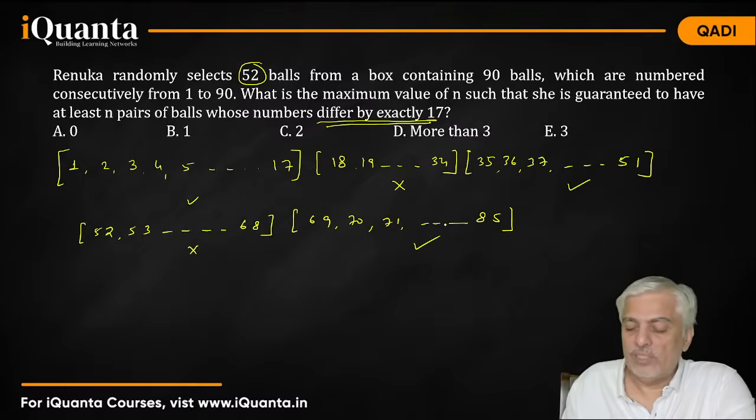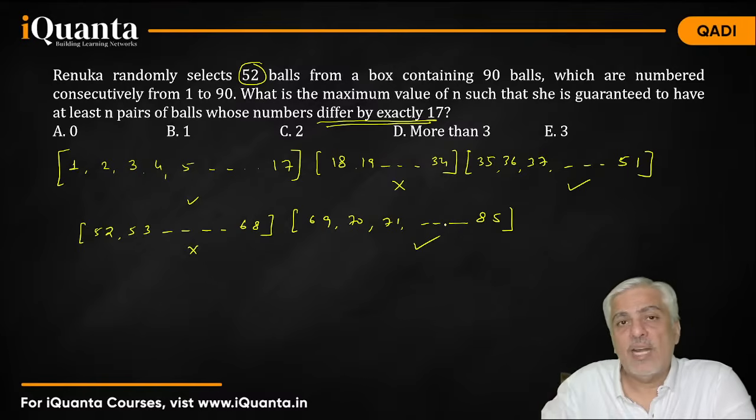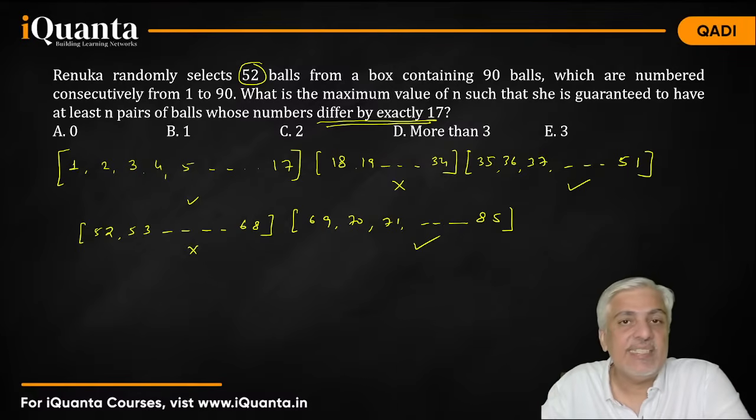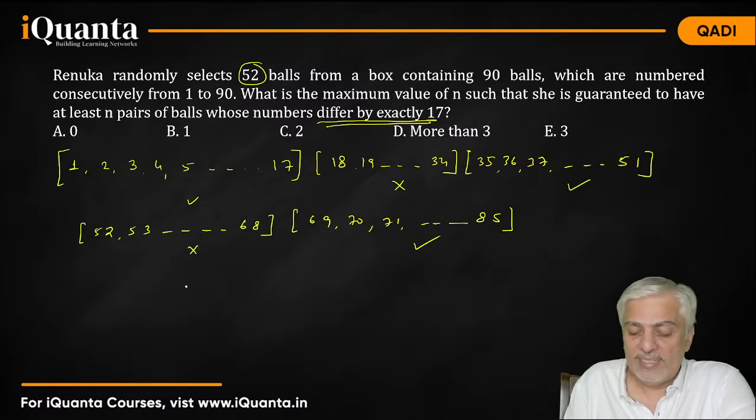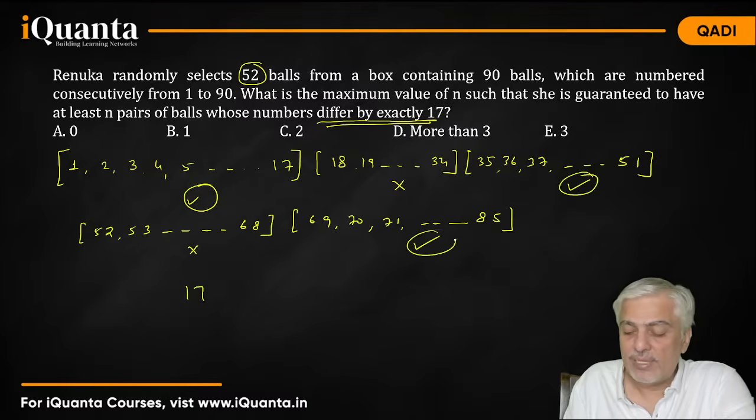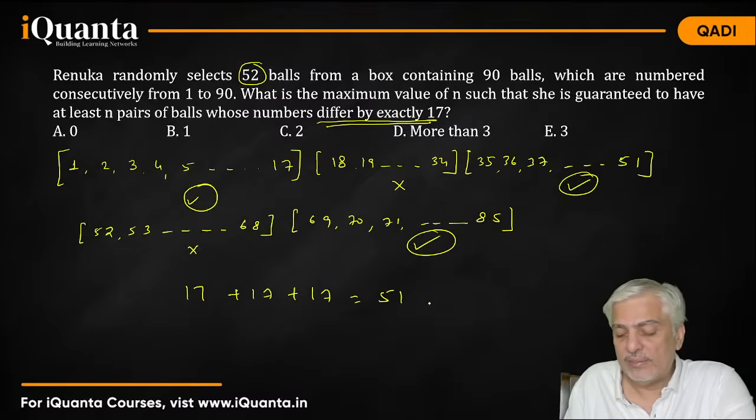So these are also allowed. Now you can't take 86, 87, 88, 89, 90. So now you can't take any of the numbers. Now you have already taken 17, these 17 plus these 17 plus these 17. So you've already taken 51 numbers.